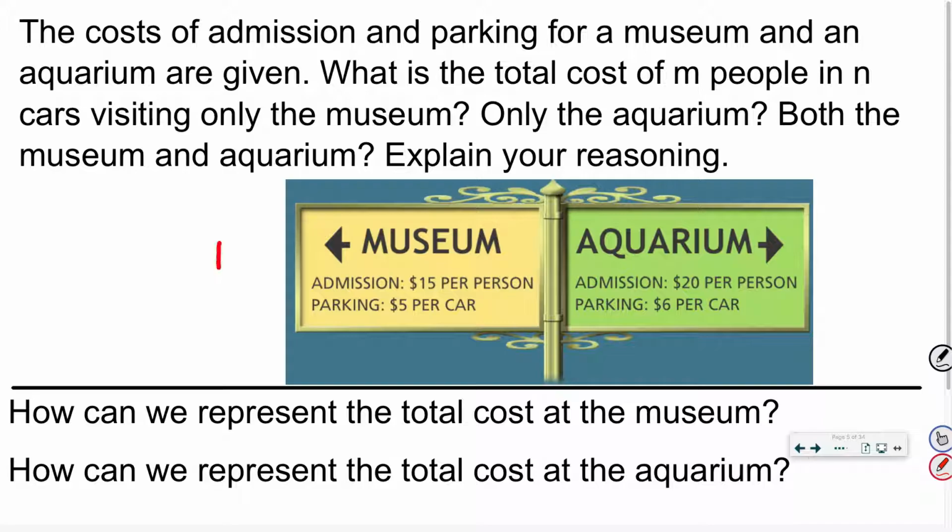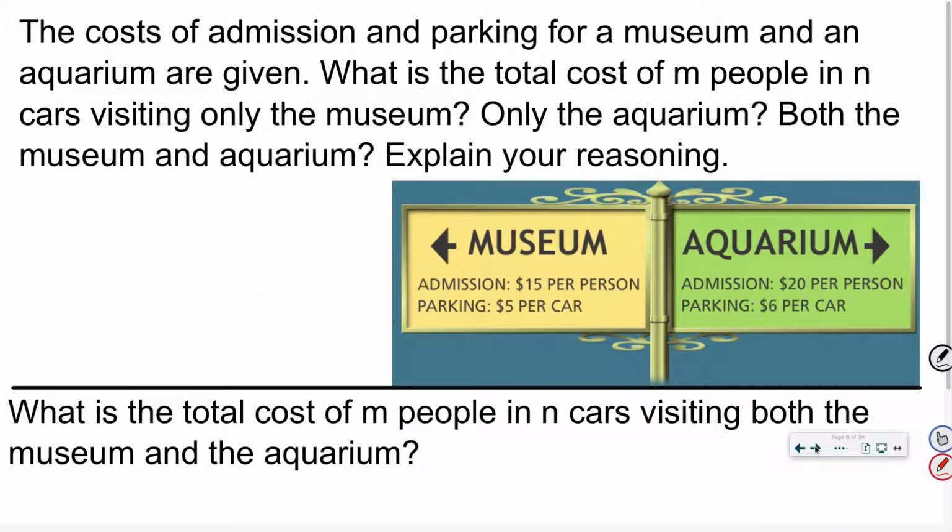So now let's say we wanted to put it all together. We had 15 per person, and then $5 per car, and then 20 per person, and $6 per car. How would I represent the cost for just the museum? 15M plus 5N. Why do I have to add them together? Why isn't it 20? Because they're different variables. The variables are different, absolutely.